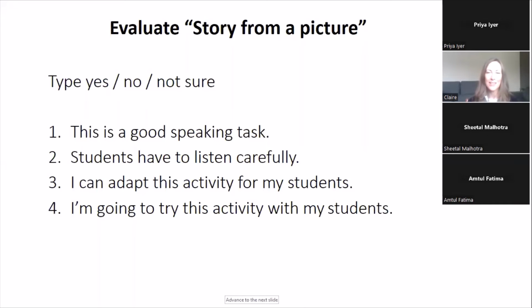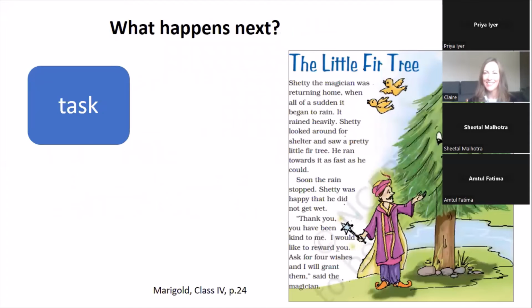Okay, our next Imagine activity is what happens next. So here's the beginning of the story. I'm going to read it as well from one of your books. Listen. Shetty the magician was returning home when all of a sudden it began to rain. It rained heavily. Shetty looked around for shelter and saw a pretty little fir tree. He ran towards it as fast as he could. Soon the rain stopped. Shetty was happy that he did not get wet.